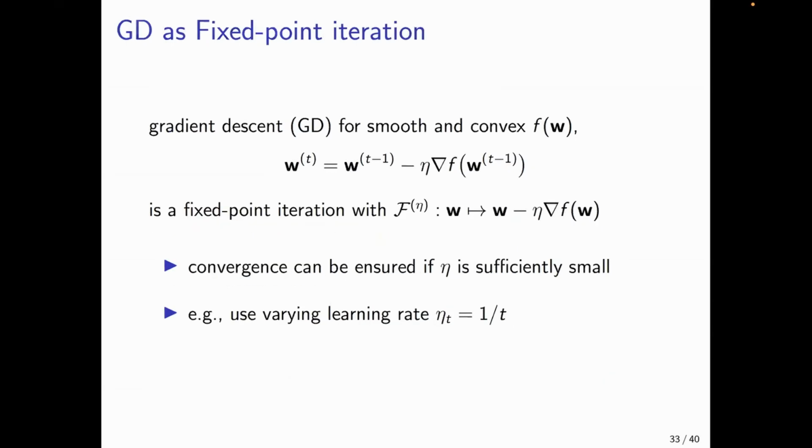And for the special case of a smooth and convex objective function, one example of this workflow is gradient descent. So gradient descent is a fixed point iteration when you use this gradient step operator, calligraphic F, eta, as the underlying operator. And when does it work?